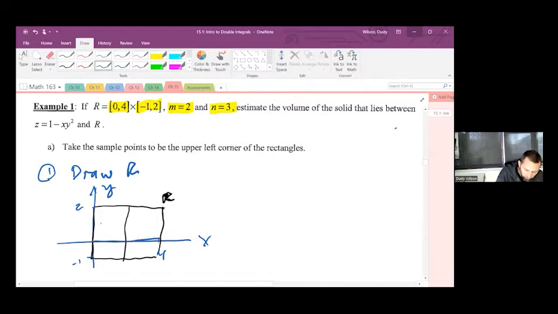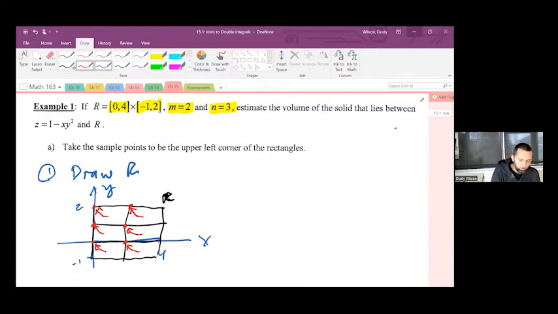I have 1, 2, 3. So there's my 6 rectangles. And then we're told to take sample points in the upper left corner of the rectangles. So upper left corner, so that would be here, that corner, and that corner, and that corner, and that corner, and that corner.